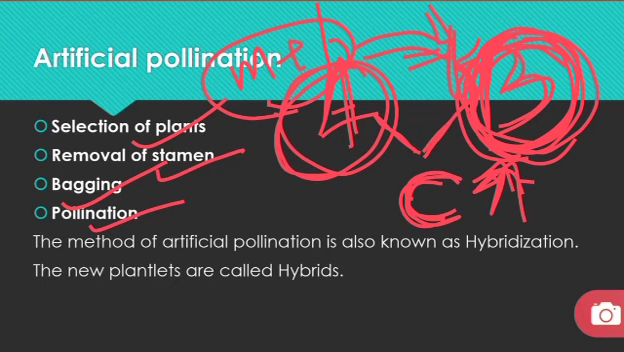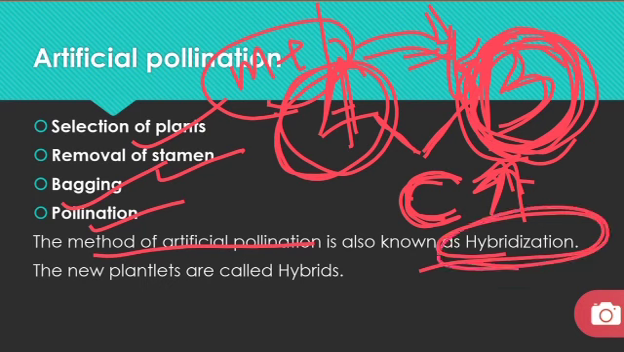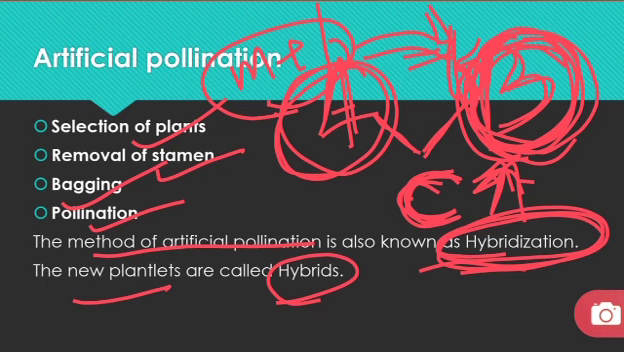Got the idea? Now the method of artificial pollination is also known as hybridization. Now you might have heard the term before, hybridization. Okay, now this plantlet, the new plant which I am getting, that is C, is known as a hybrid. Understood? Hybridization, in simple words, is mixing the characteristics of two plants together.